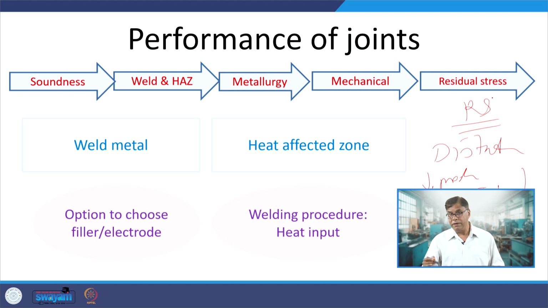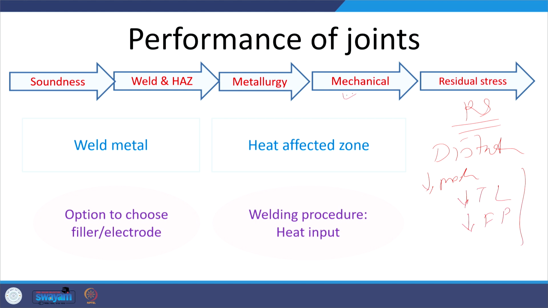So, we want to minimize the residual stresses, and we have to realize the desired set of mechanical properties by adjusting the microstructure suitably. For that we need to control the structure and composition of the weld metal and the structure of the heat affected zone, because the composition of the HAZ cannot be adjusted. We also need to make all efforts so that the joint is sound.